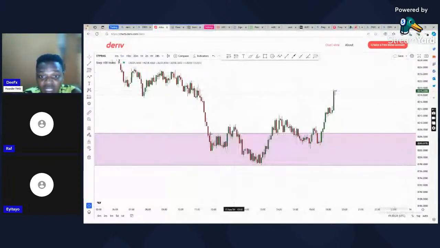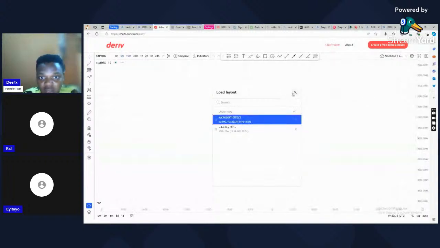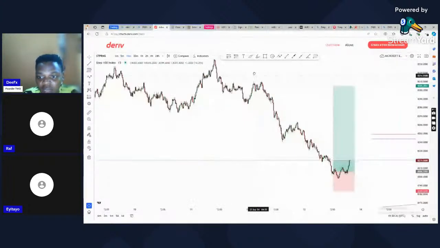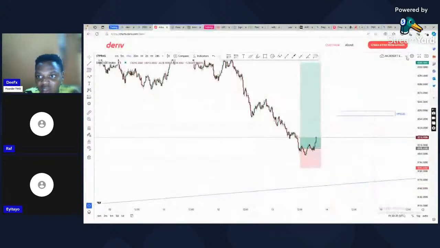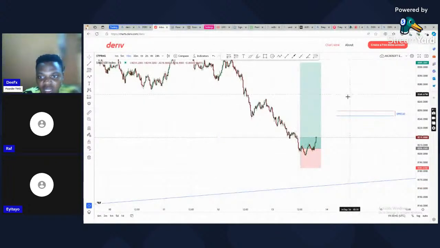Also, another thing is Deriv doesn't automatically save your chart like TradingView. Deriv doesn't automatically save your chart like TradingView, so you have to make sure you keep saving it. You save it with a name, then you'll be able to just go back. As I've saved it here, I just have to click on this point, then go to load chart layout, then click on this, and that's it.